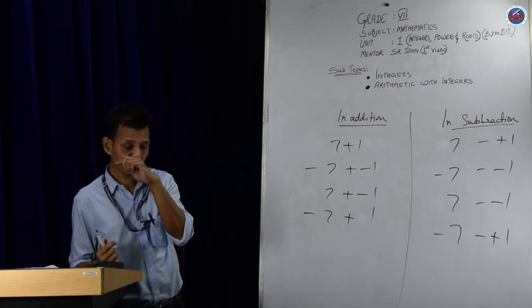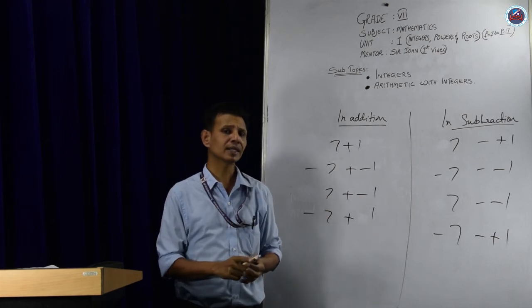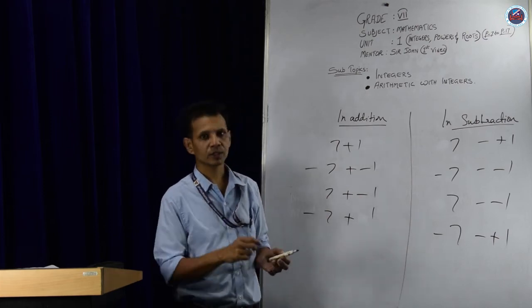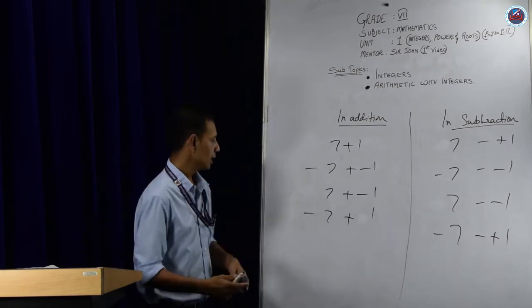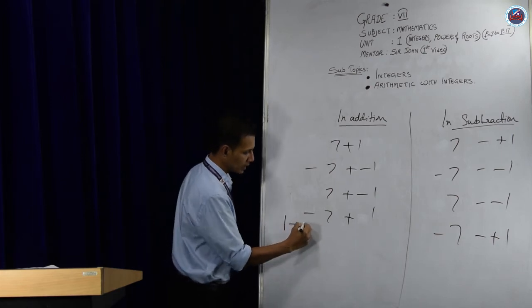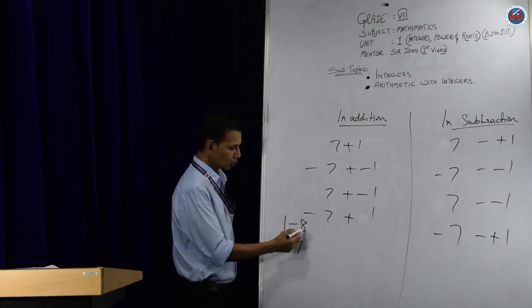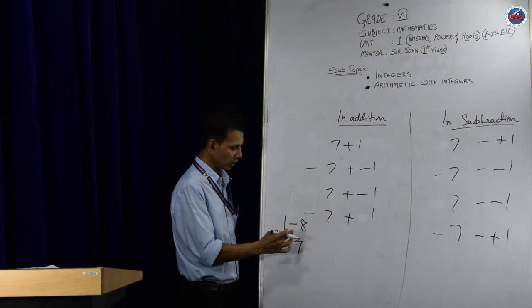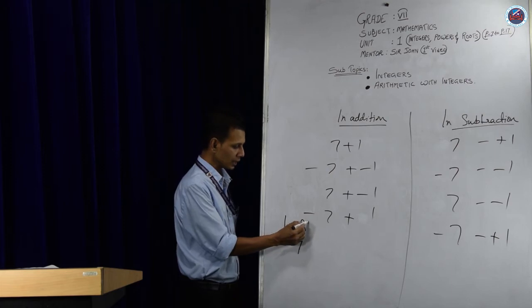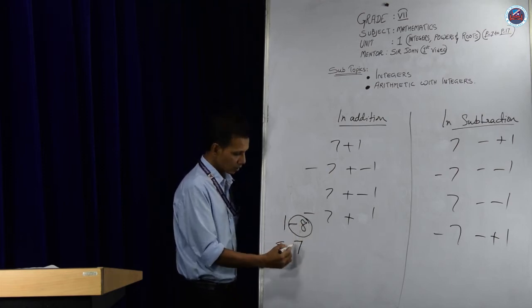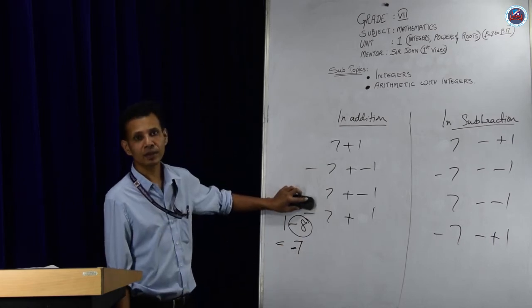One more thing you remember, children, after working, do not forget to take the greater number's sign in your answer. Is that clear? Many students make mistakes there, so I'm just reminding you. For example, 1 minus 8. The answer will be 7. But which is greater? Just for a moment, ignore the sign and check which is greater. 8 is greater or 1 is greater? Of course, 8. So what sign does 8 have? Minus. So don't forget to bring that minus sign to your answer. Always the greater number's sign comes in your answer.